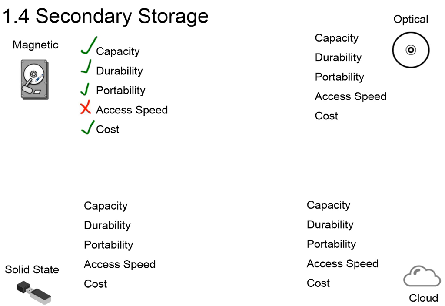So a 2 terabyte external hard drive might cost you about £60. A 2 terabyte solid state drive might cost you about £200. So it can be 4 times more expensive.